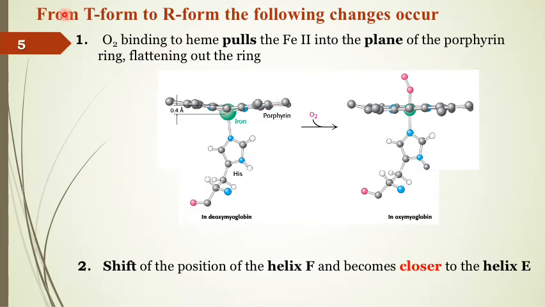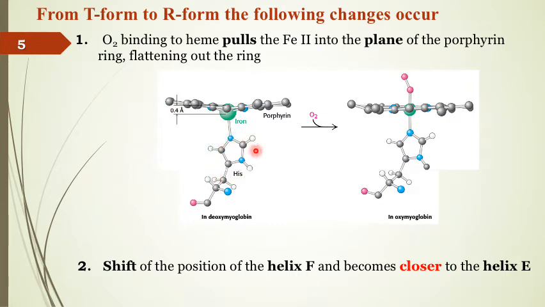Another thing: on change from the tight form to the relaxed form, the following occurs. This is the iron atom, or the ferrous ion. It is found outside the plane of the porphyrin ring. This is the porphyrin ring. It looks concave, not a straight line. It is concave like this, as I point with the laser pointer. This is the ferrous ion outside the plane of the ring by this distance.